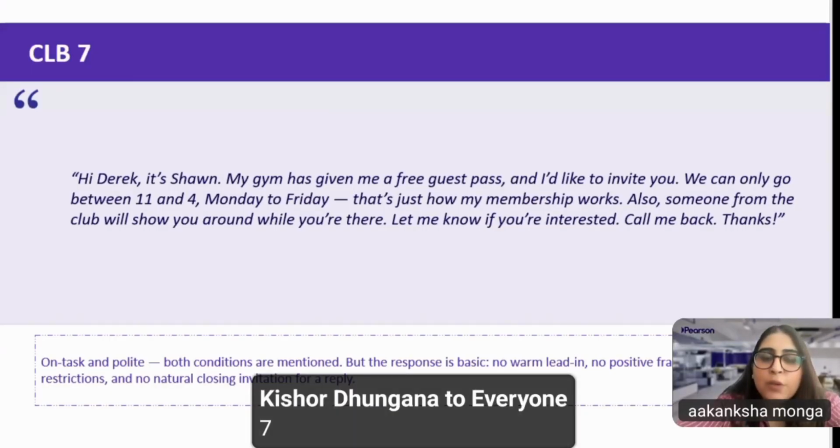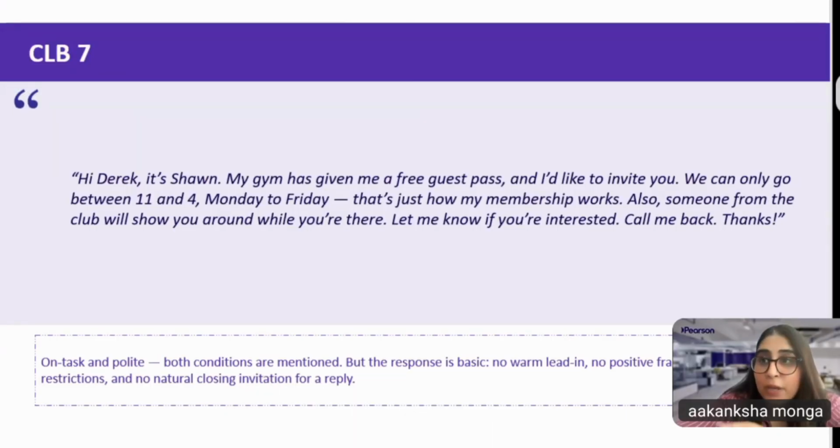The response reads a bit basic at this point. The lead-in, the introduction, the opener is not very warm. Before they get to the conditions, there's not a lot of positive framing. So social convention might demand that before we talk about a restriction or a condition, we might want to frame that with a bit more of a positive sentence, or lead into that a bit more warmly. But we don't see that here in this answer.